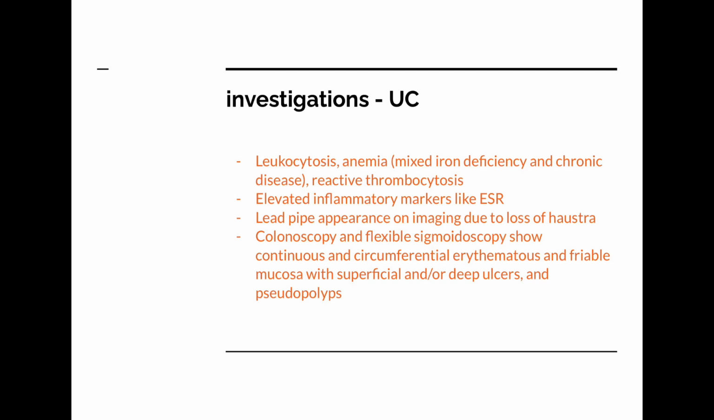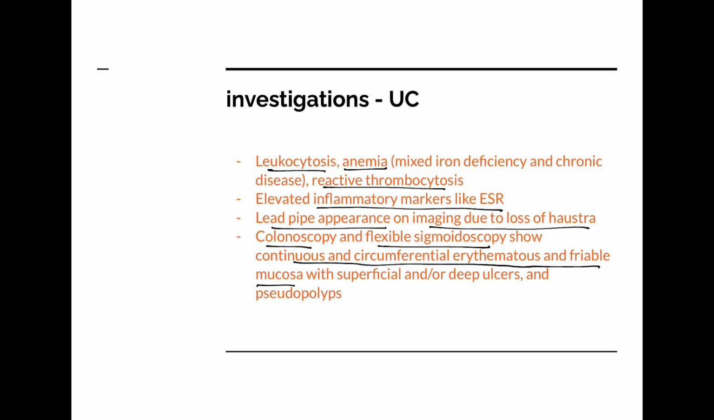Blood analysis yields leukocytosis, anemia due to mixed causes, and reactive thrombocytosis. Inflammatory markers are elevated like ESR. Lead pipe appearance on imaging due to loss of haustra. Colonoscopy and flexible sigmoidoscopy will show continuous and circumferential erythematous and friable mucosa, superficial and deep ulcers, and pseudopolyps.